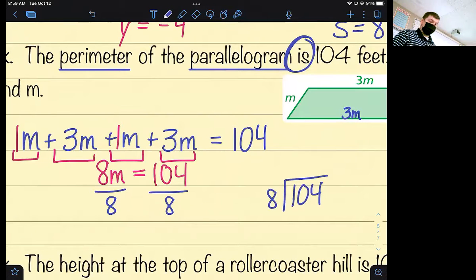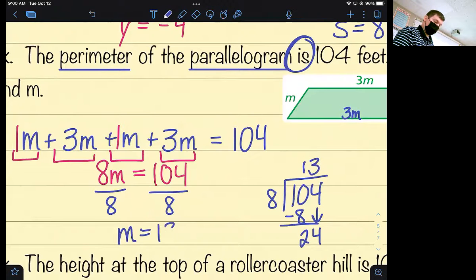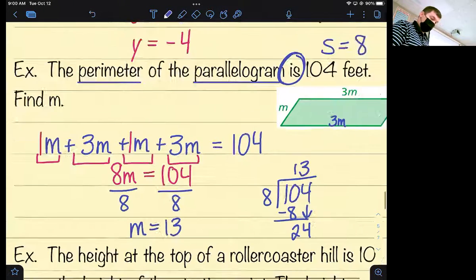104 divided by 8. How many times does 8 go into 10? You'll get a difference of 2. And then you're going to drop down the 4, and 8 goes into 24 3 times, and it goes in exactly, so we're done. So M equals 13. That wasn't very hard to do at all, actually.